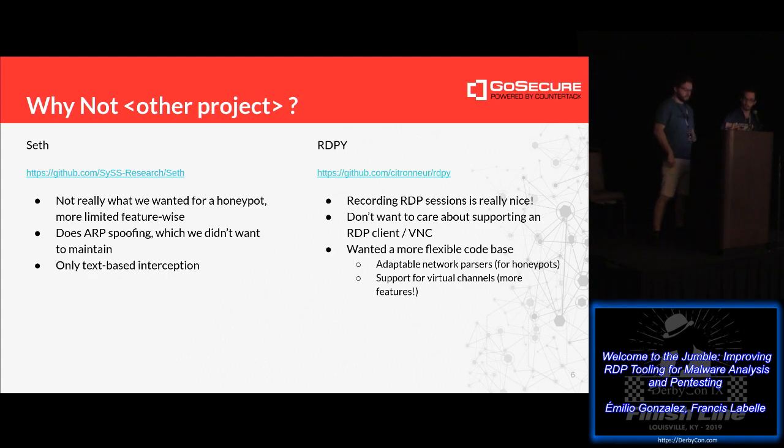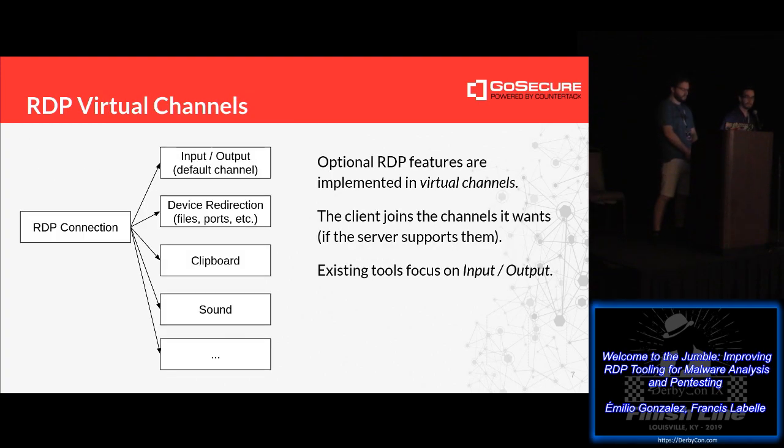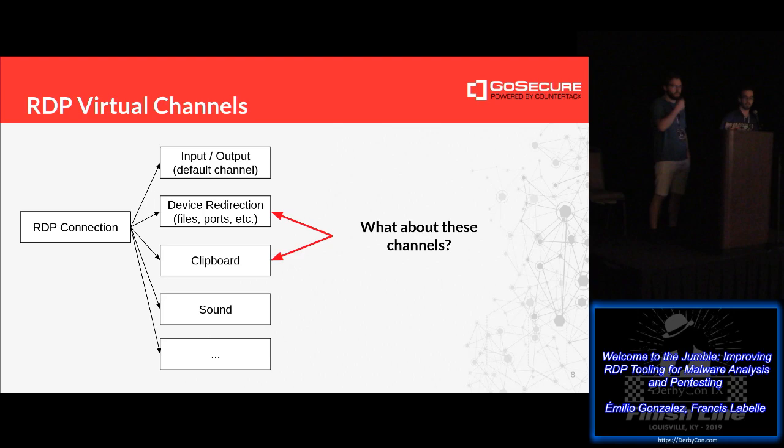So what are virtual channels? RDP connections work with logical channels, which are called virtual channels. For the mouse and the keyboard, it's the input, and the graphics output, it's the default channel. But there are several more channels for other RDP modules, such as sound sharing, clipboard sharing, and device redirection. So you can share printers, drives, smart cards, stuff like that. Existing tools mostly focus on the first channel, so the input and output channel. But we were mostly interested in what we could do with those channels.